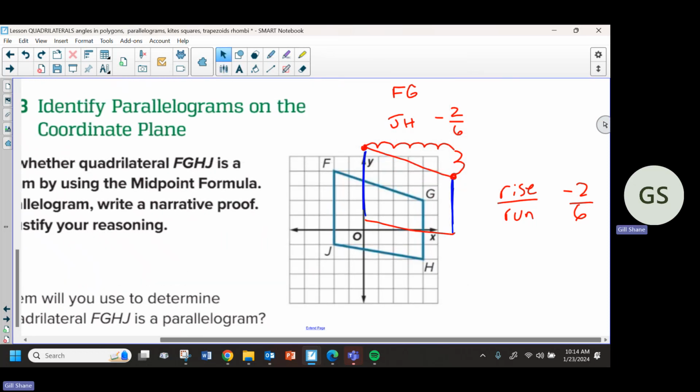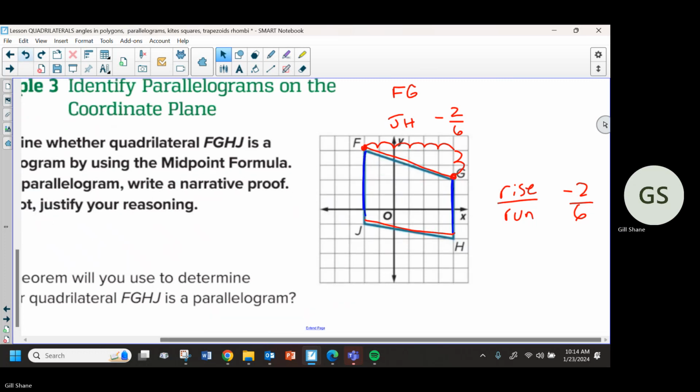Oh, shoot. Wrong one. What? Oh, wait. No, I put it in the wrong place. I mean, I guess I did that part there. That goes with FG. I put it wrong.